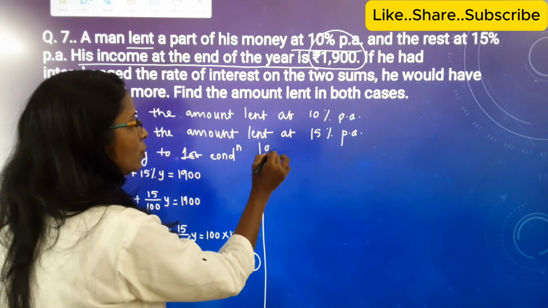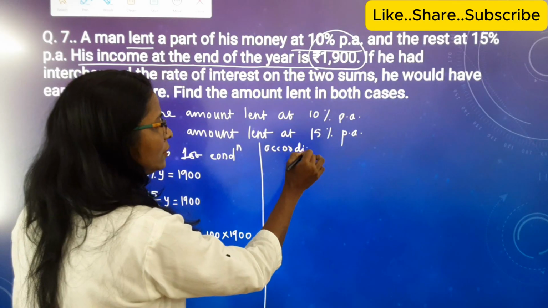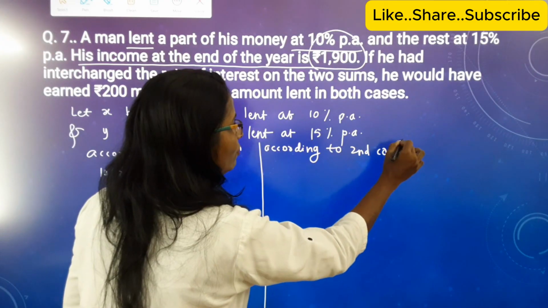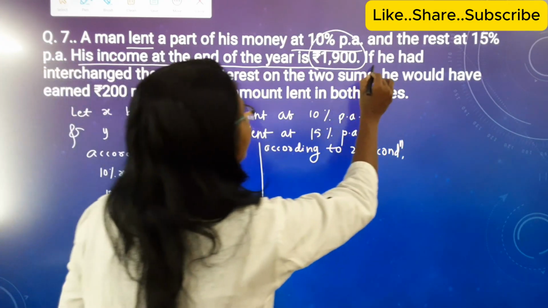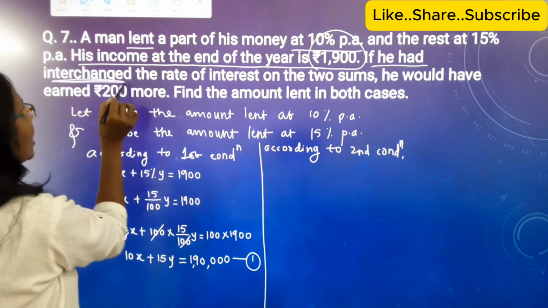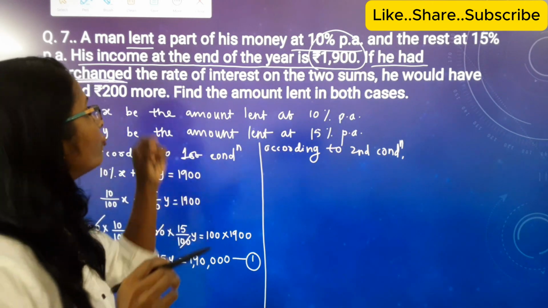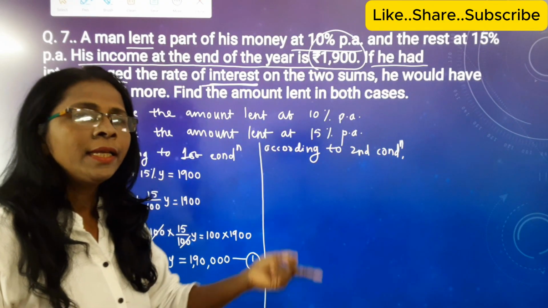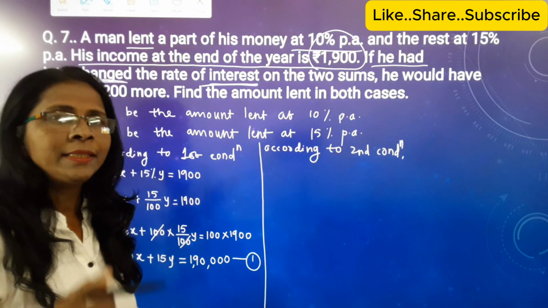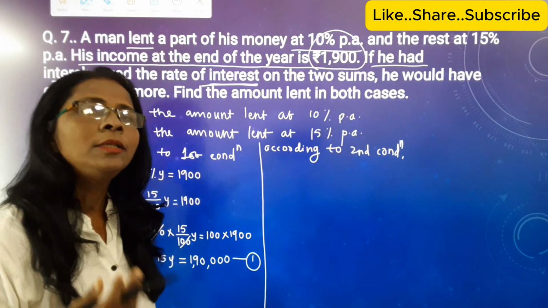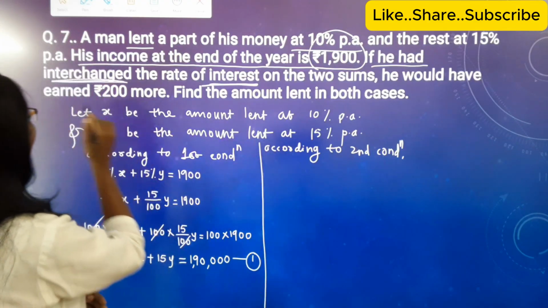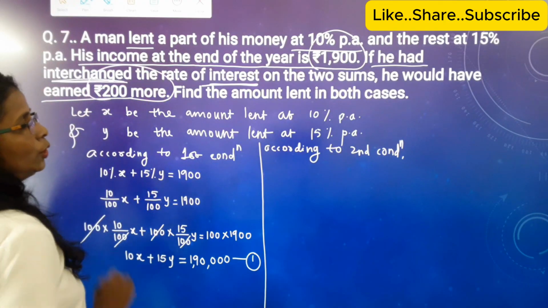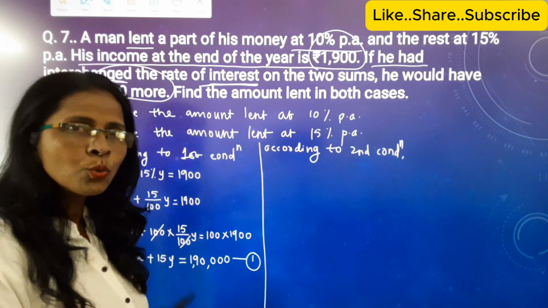Now here according to the second condition. Which was the second condition? That if he had interchanged the rate of interest, that is, in place of 10% he lent at 15%, and in place of 15% he lent at 10% per annum. So he would have earned rupees 200 more. So that means 1900 plus 200.